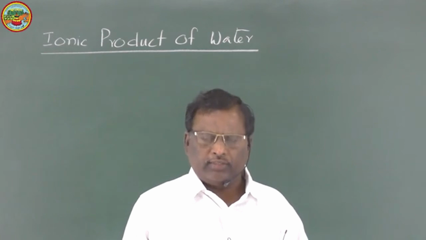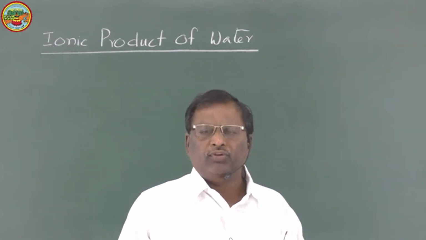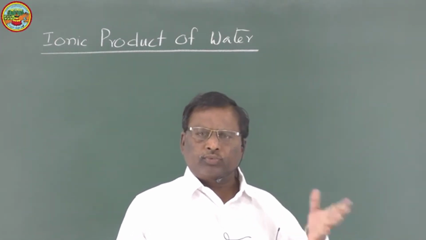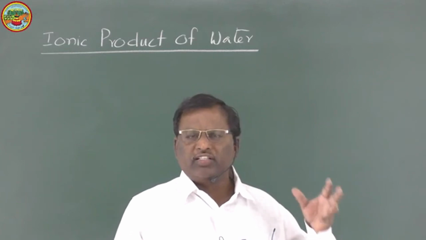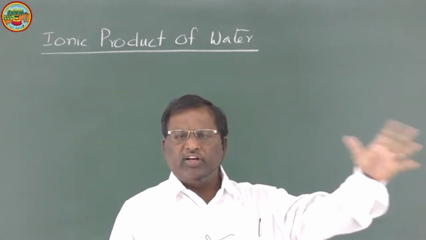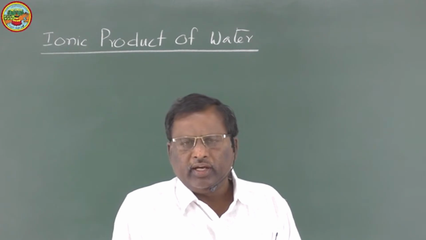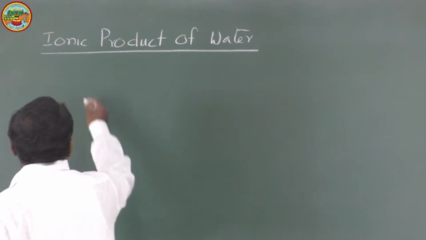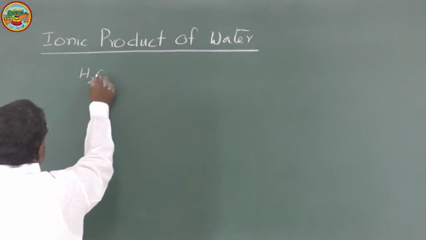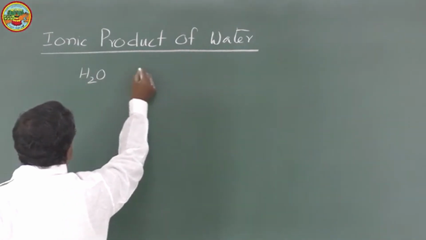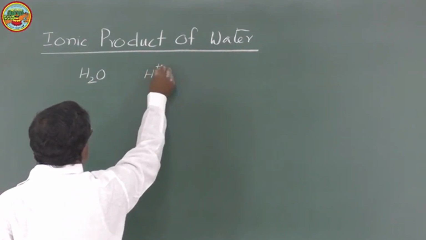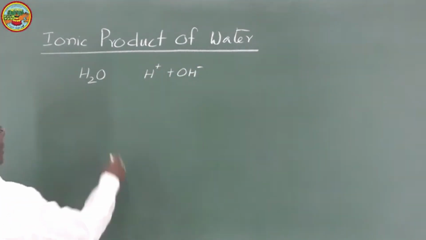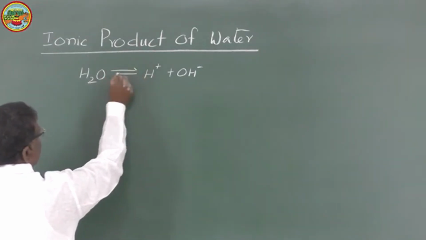Ionic product of water. Ionic product means the product of the concentrations of the ions present in water. Water is a weak electrolyte, H2O, so it slightly ionizes to give H+ and OH- ions. The ionization of water is a reversible reaction.